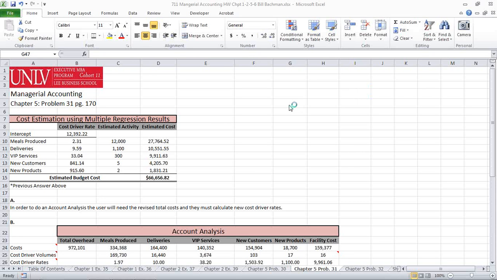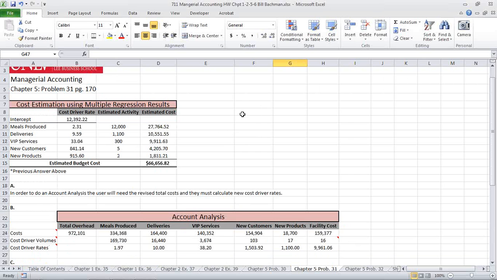All right, guys, welcome back to Managerial Accounting, Chapter 5, Problem 31 on page 170. This one is fairly easy to do as the book gives us most of the information. The first section here is an excerpt from the previous question in Chapter 30, or I'm sorry, Problem 30. You will have to have done 30 in order to do 31, so that is pretty important.